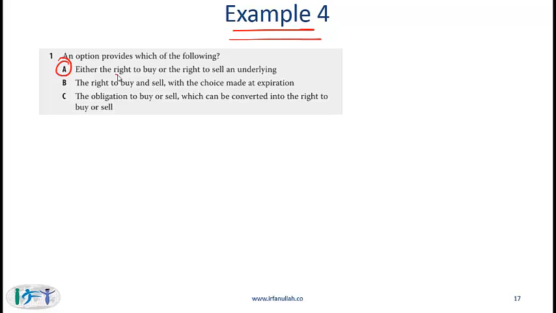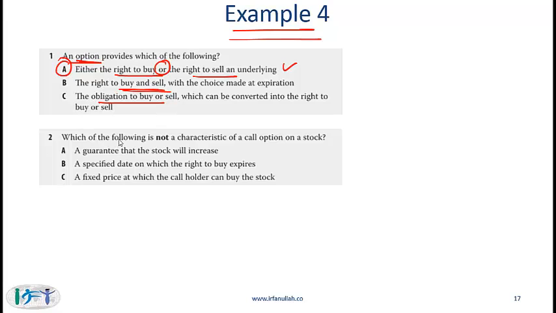The right to buy is a call option, the right to sell is a put option. So either we'll have a call option or a put option. So that is correct. The right to buy and sell, this makes no sense. The obligation to buy or sell with an option, by definition, the holder has an option. So the moment we start using this term, obligation to buy or sell, and then convert into the right to buy or sell, this also actually makes no sense. So the correct answer is A.